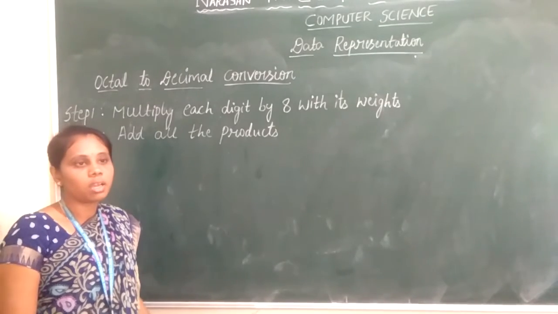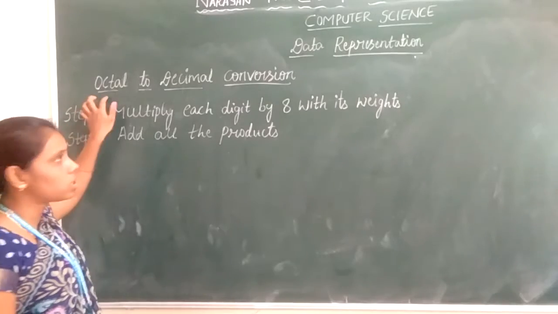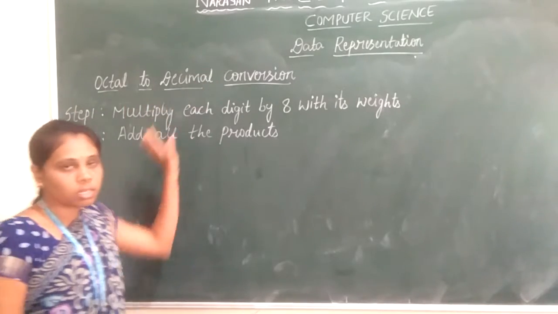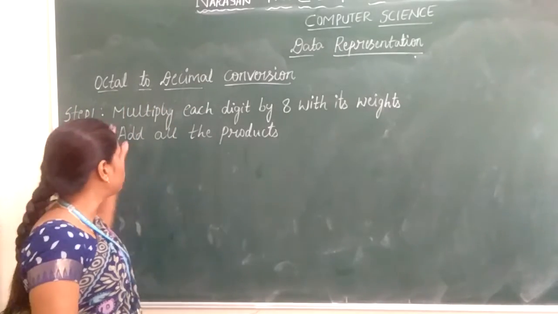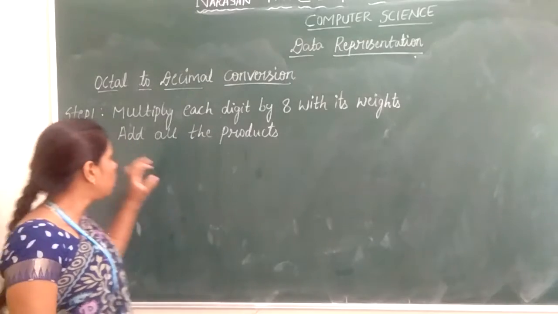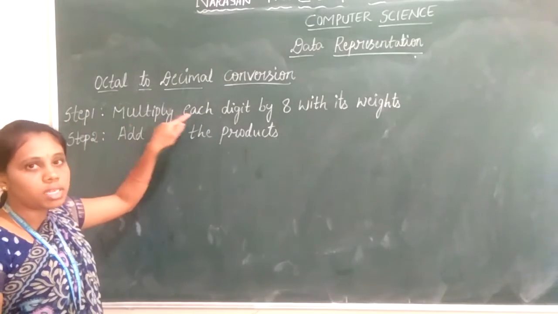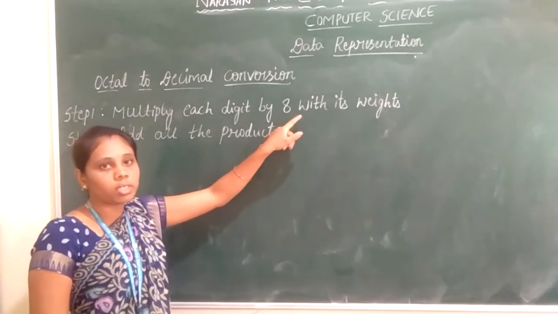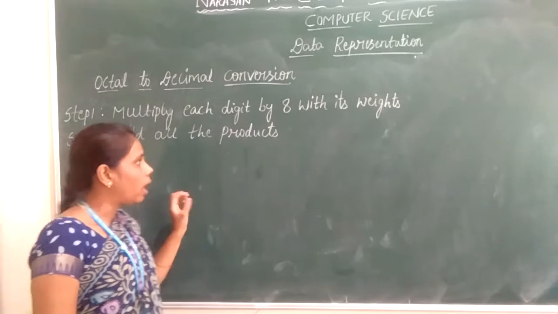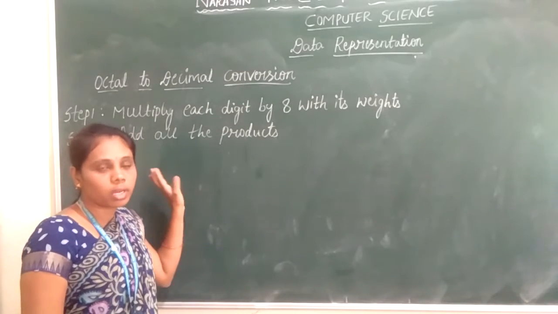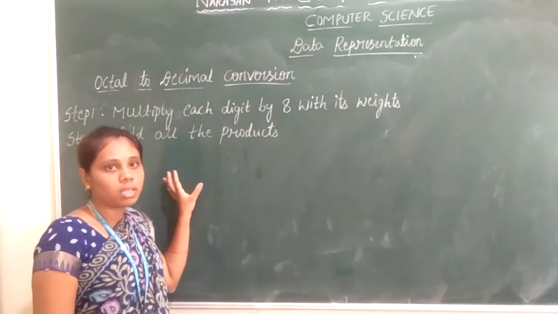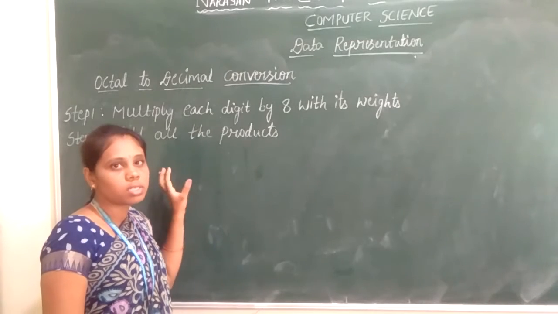Now we will see another conversion, that is octal to decimal conversion. When we are converting octal to decimal, we need to multiply each digit by 8 with its positional value and add all the products to get the final result. Now we will see the example problems for this.